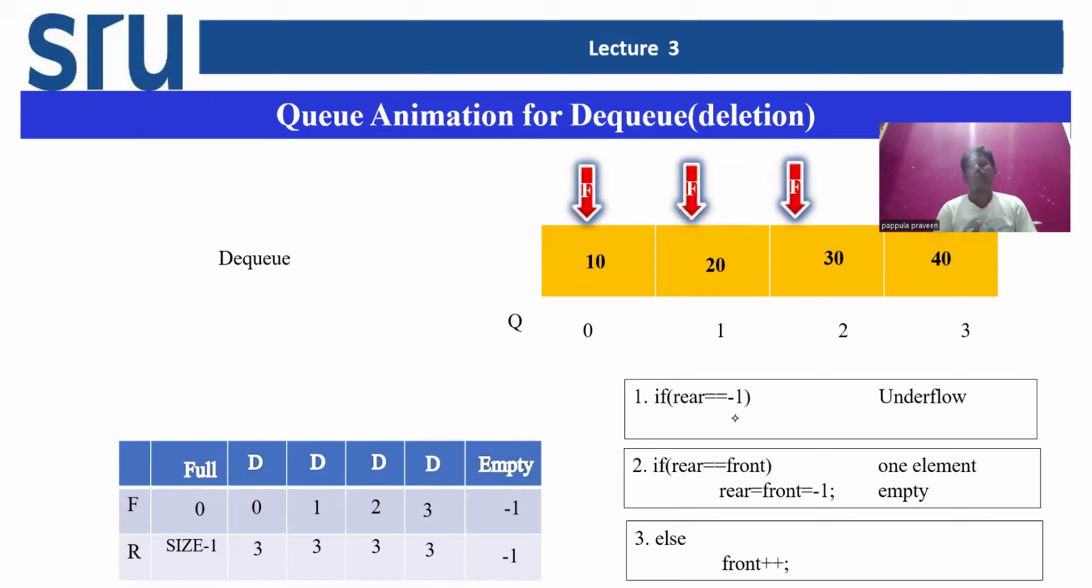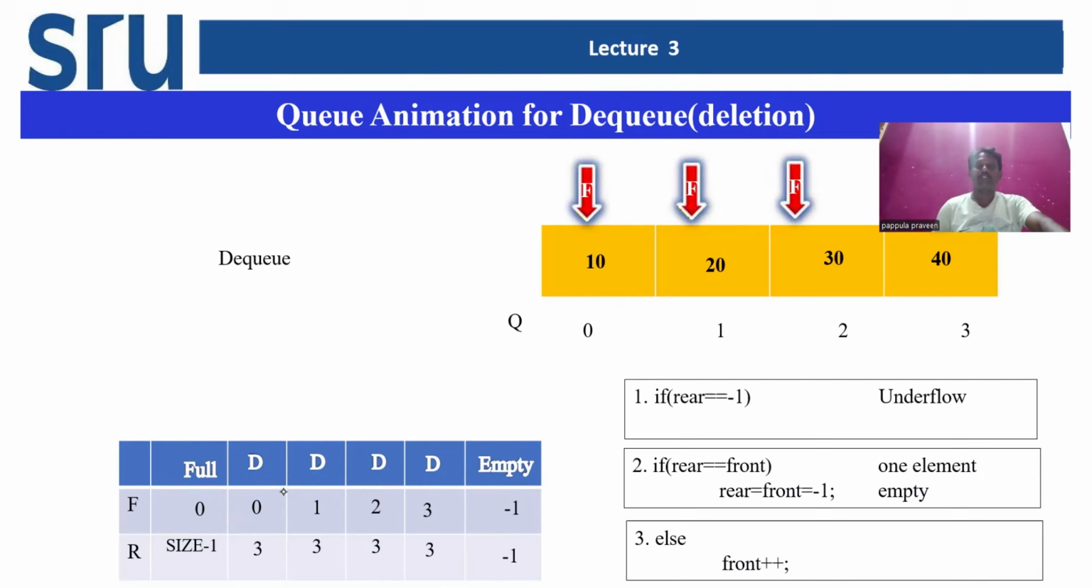Suppose we have more than one element, then the front value is incremented by 1, front equals front plus 1. Observe the table here. Front equals 0, rear equals n minus 1 or size minus 1. So the front value is incremented by 1, front equals front plus 1. Now front equals 1.